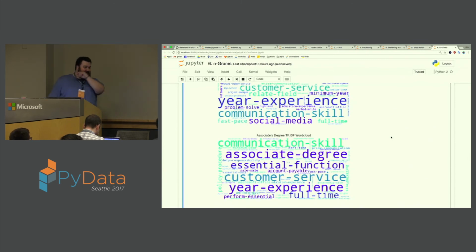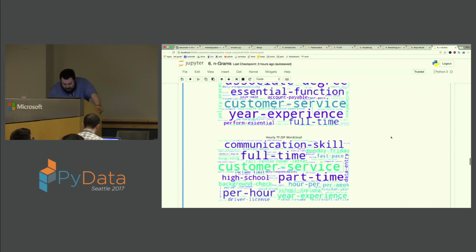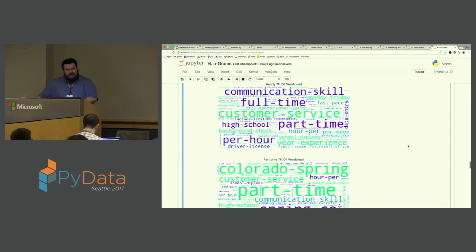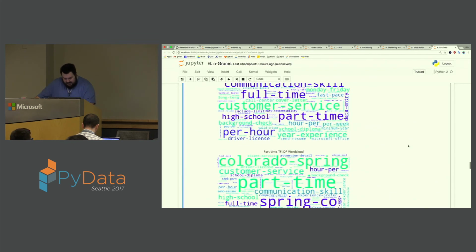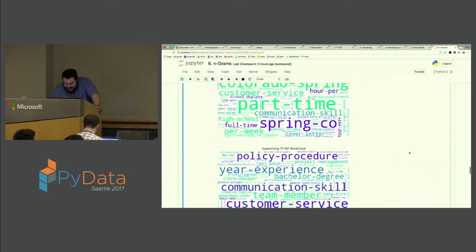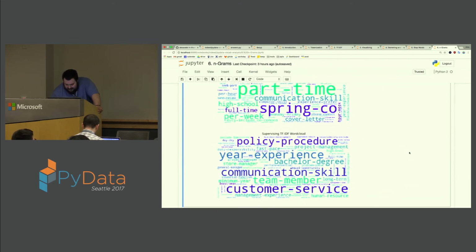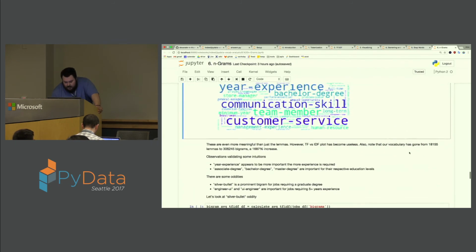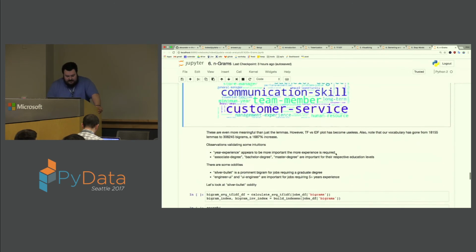So it looks like we have a pretty strong signal for these segments. Okay, hourly. Per hour. Okay, that's pretty good. Driver license is kind of prominent there. Interesting. That's telling us some other intuitive information. I'm definitely liking bigrams. It's giving us some good info. Part-time. Colorado Spring. Say it with me now. Interesting. You didn't say it with me. Okay, supervising. Policy, procedure. Okay, this one's not giving us a lot. Okay, so we have a silver bullet in engineer UI, UI engineer.